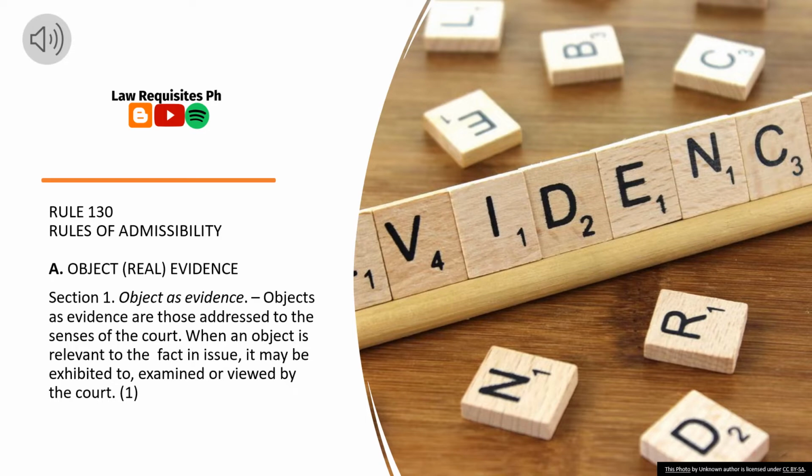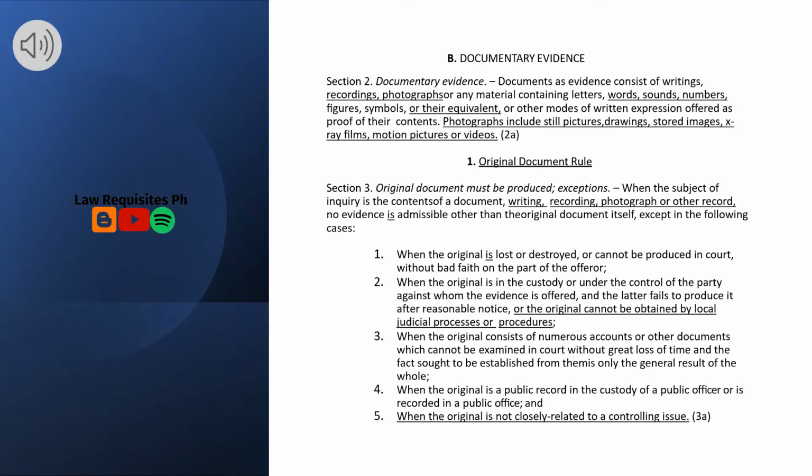Rule 130. Rules of admissibility. A. Object (real) evidence. Section 1. Object as evidence. Objects as evidence are those addressed to the senses of the court. When an object is relevant to the fact in issue, it may be exhibited to, examined or viewed by the court.